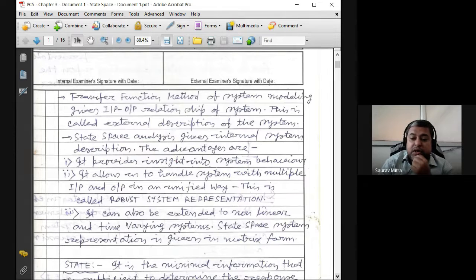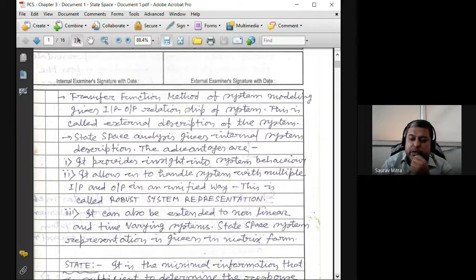So the first very big disadvantage of transfer function based modeling is that it cannot give us what happens intermediate in the system. I'm giving an example. My body is a system. I'm eating something and I'm getting energy. So I'm eating something and I'm running.